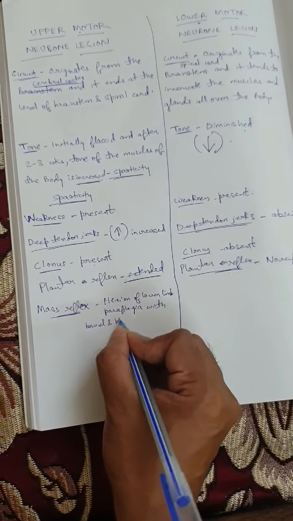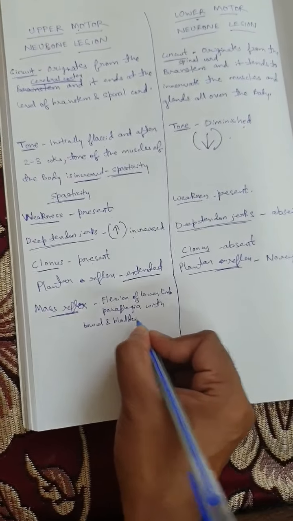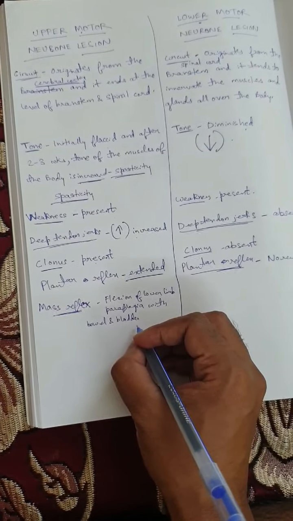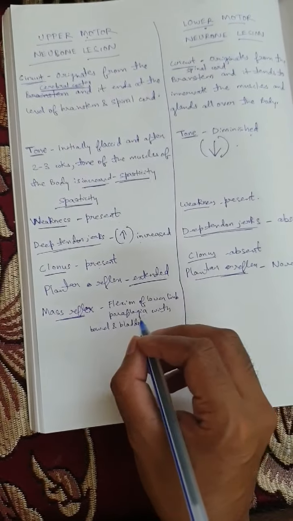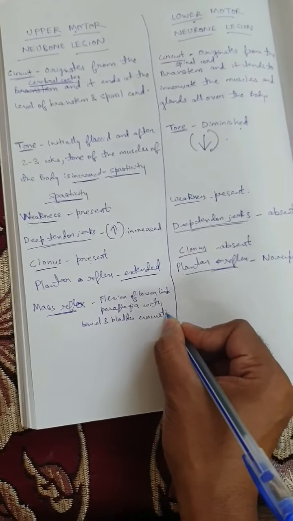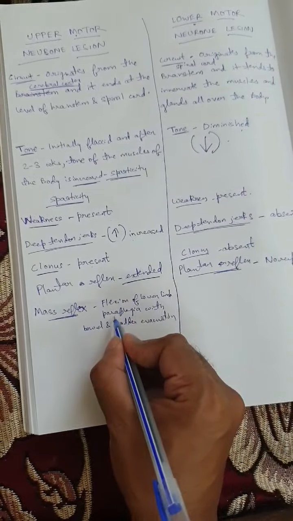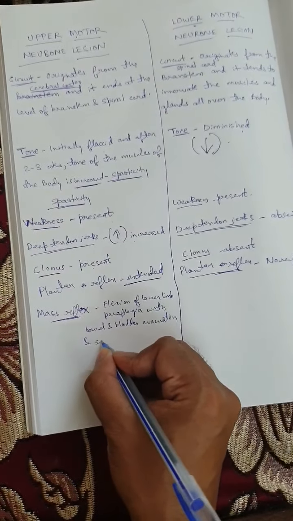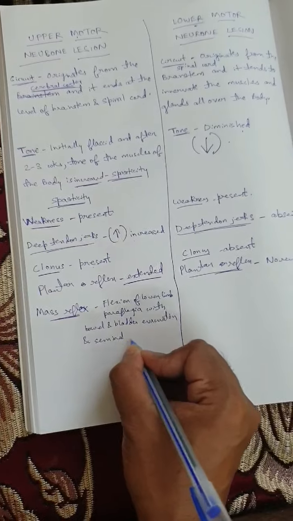I want you, Dr. Samiksha, to have a basic idea of what upper motor and lower motor lesion is. That's it. It's very easy, nothing to be scared of. Flexion of lower limb, paraplegia with bowel and bladder evacuation, and seminal discharge.